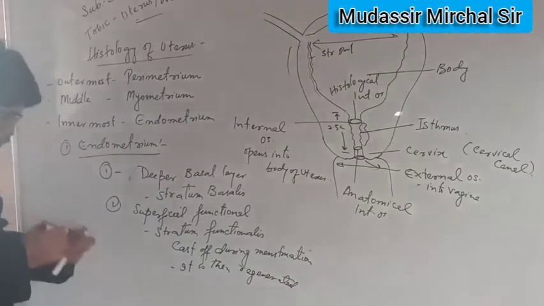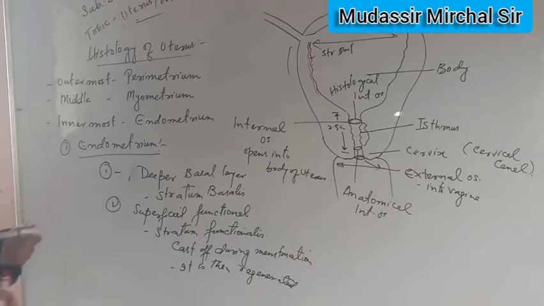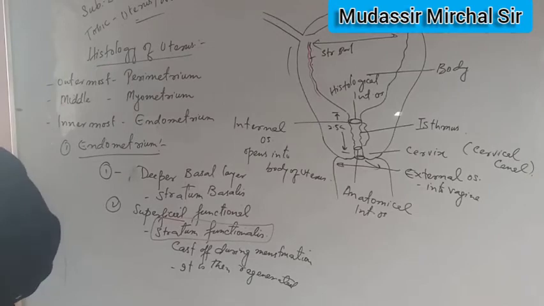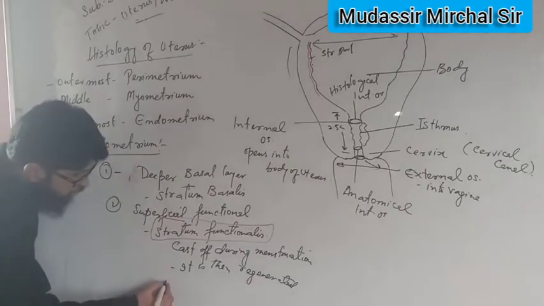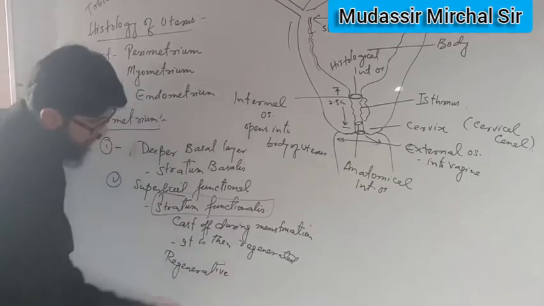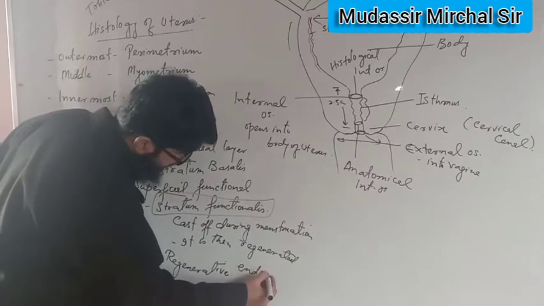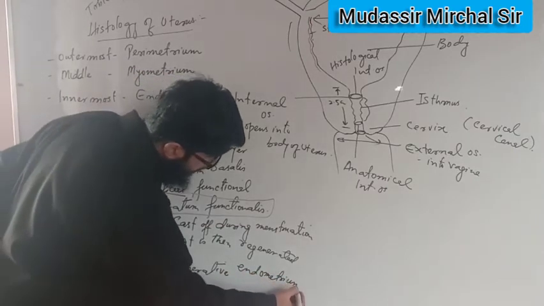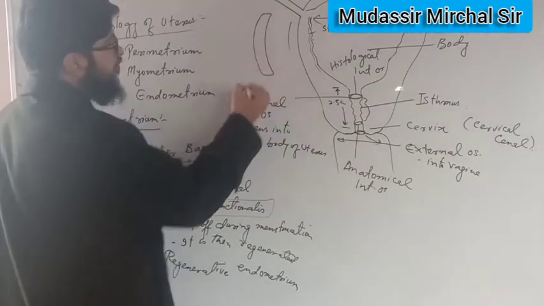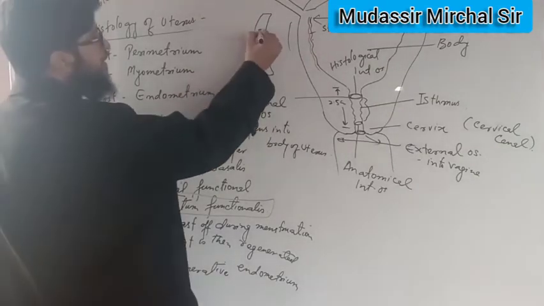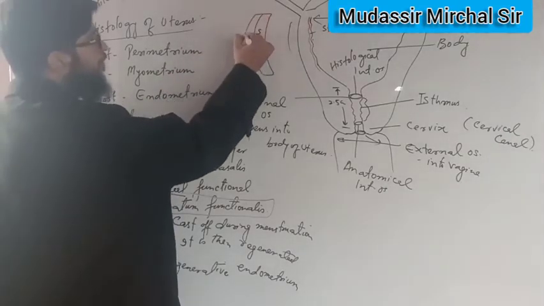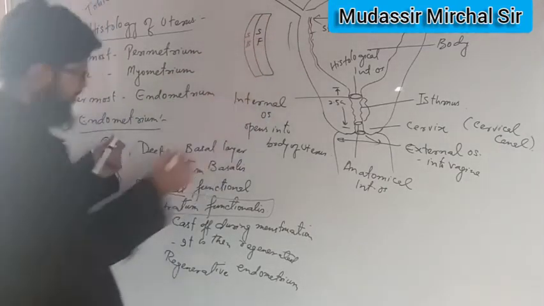That is why this special superficial functional layer, stratum functionalis, which is the innermost layer of the endometrium, is also called the regenerative endometrium. That means there are two layers. One is the functional layer, stratum functionalis, and inner to that is the stratum basalis.